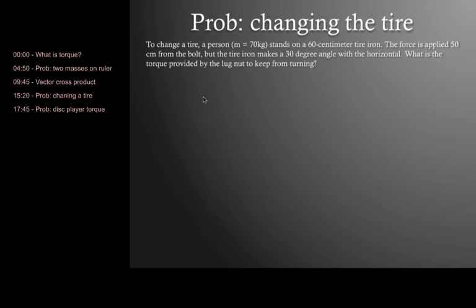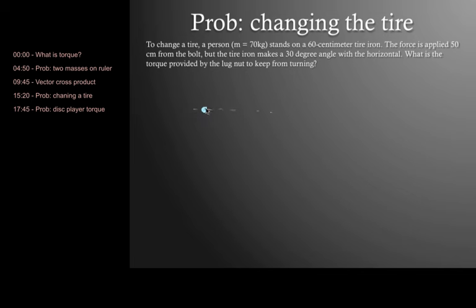Let's work out another problem. So for this, we have a person who needs to change a tire. There's a bolt here, and then there's a 70 kilogram person on a 60 centimeter tire iron. A force is applied 50 centimeters away from the bolt. But the tire iron is making a 30-degree angle with the horizontal.